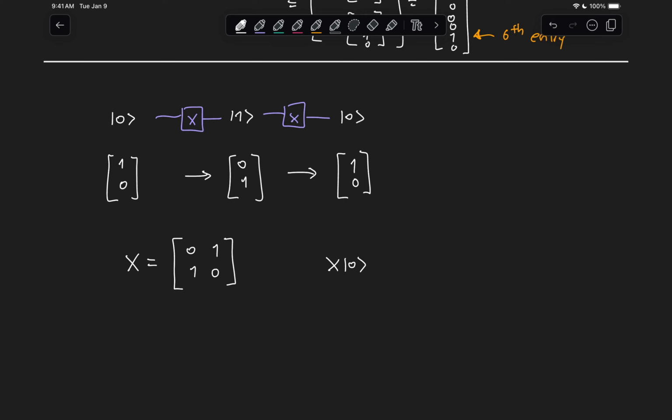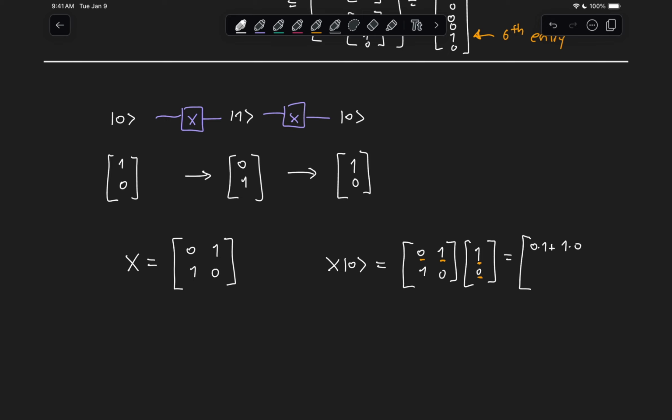And we can easily see that this works if we simply take an X gate and we apply it to state 0. When we do the matrix multiplication, which I'll remind you, the way we do this is we multiply the first entry of this matrix with the first entry of the vector. So that's 0 times 1. And then in the matrix, we move to the next entry in the first row and multiply it with the second entry of the column vector and add it to this result. So we do plus 1 times 0.